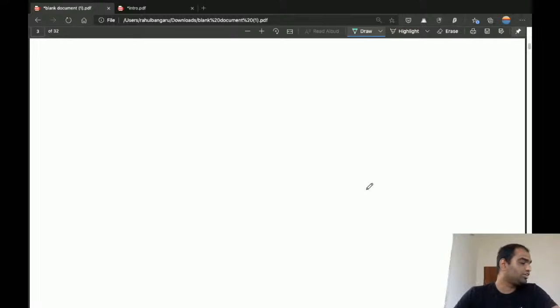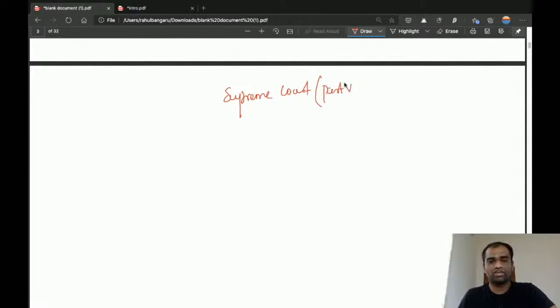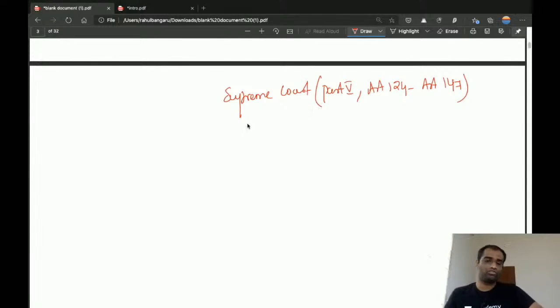Okay everyone, in today's class we are going to look at the Supreme Court. In another class we will look at the functioning of the High Court as well as subordinate courts. See, the Supreme Court in the Indian Constitution is given in Part 5 under Chapter 6, from Article 124 to Article 147.